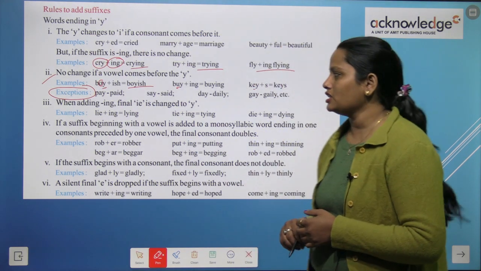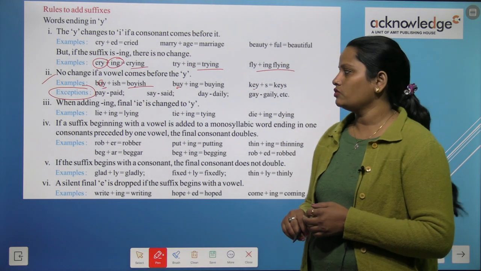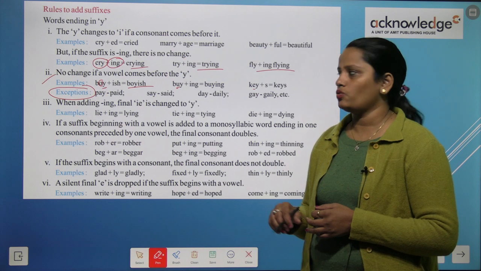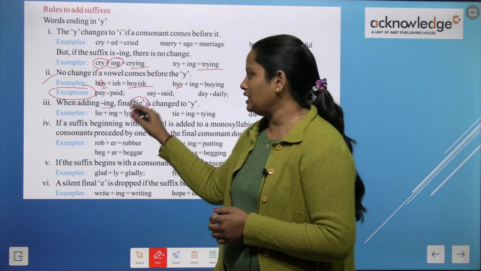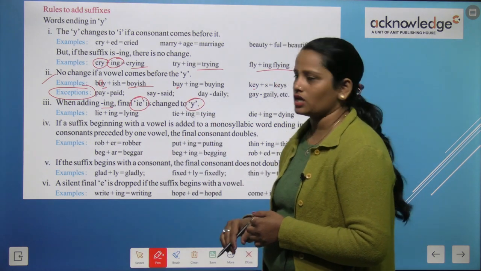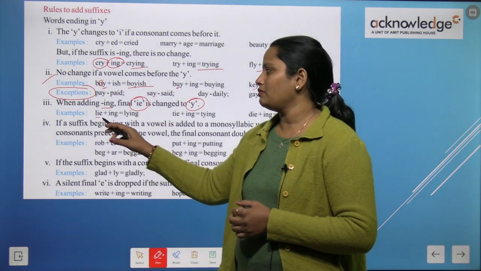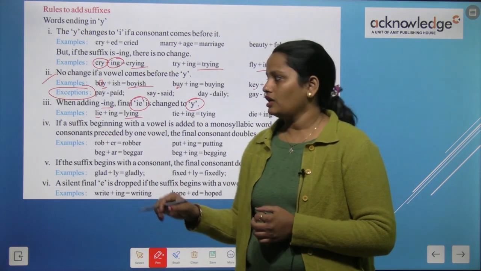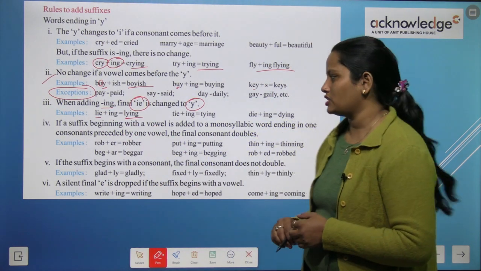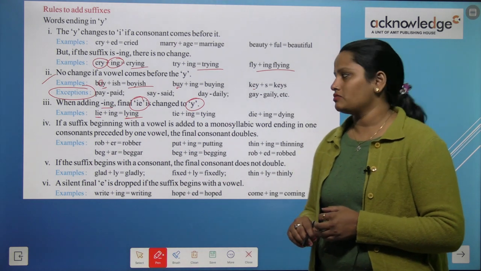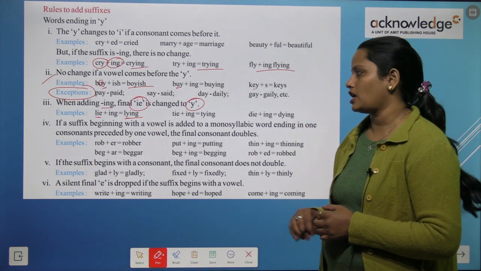Now the third point is when adding ing, final ie is changed to y. So जब हम ing को ऐड करते हैं तो जो ie वर्ड है वो y में चेंज हो जाता है. For example, lie becomes lying. अब आप देखो ie वर्ड है, उसे चेंज करके हमने y में चेंज कर दिया है. Tie becomes tying, and die becomes dying.